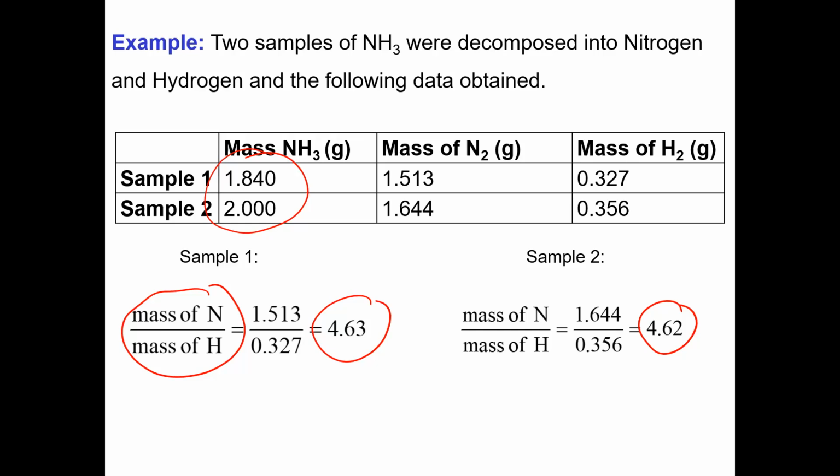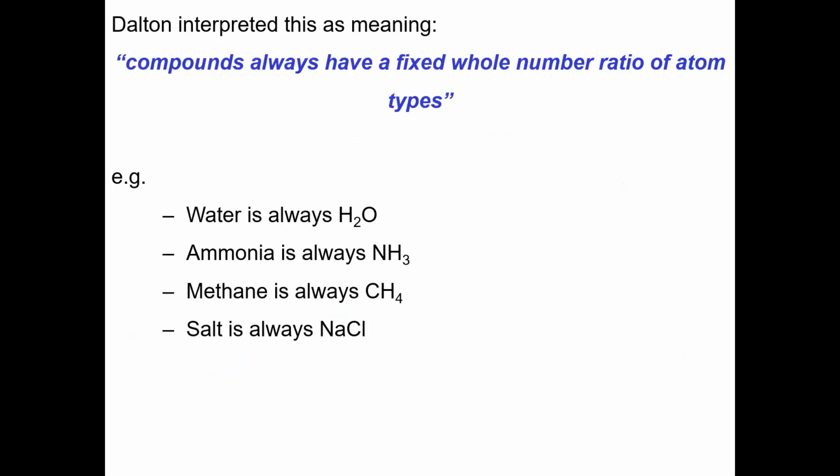And that's because for a compound, the atom types are always present in the same ratio. So that's how Dalton interpreted this data. He said that compounds always have a fixed whole number ratio of atom types.